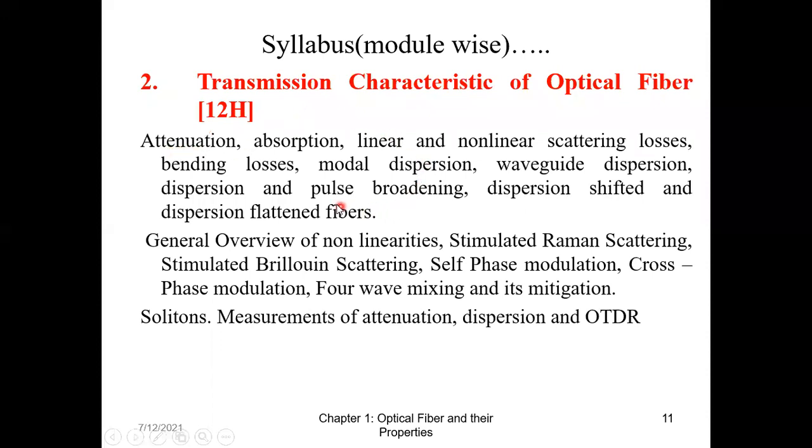So here, once I know the types of fiber, okay, I am going into the losses. So यहाँ पे सारे losses mentioned हैं. Attenuation loss, absorption loss, linear, non-linear scattering loss, bending loss, modal dispersion, waveguide dispersion, pulse broadening. So there are a lot of derivations over here. Numericals are there and very important from the viewpoint of either MCQ or an in-semester exam.